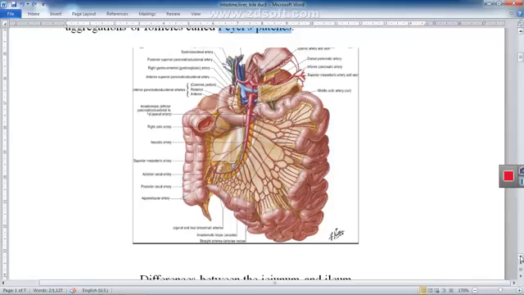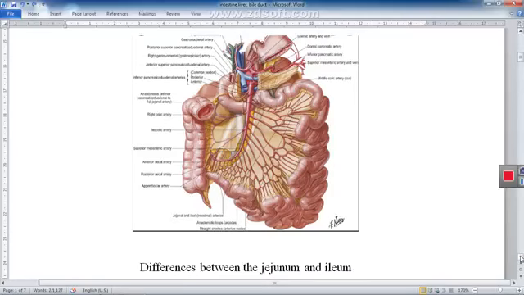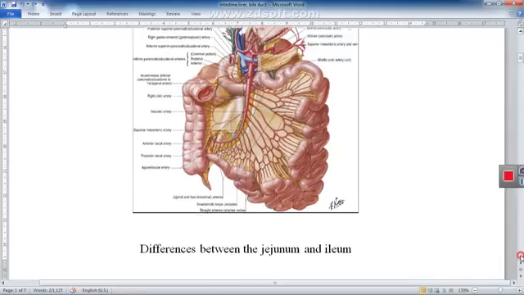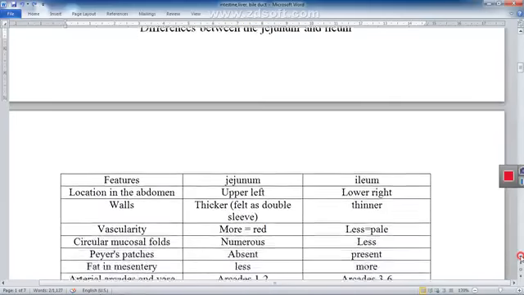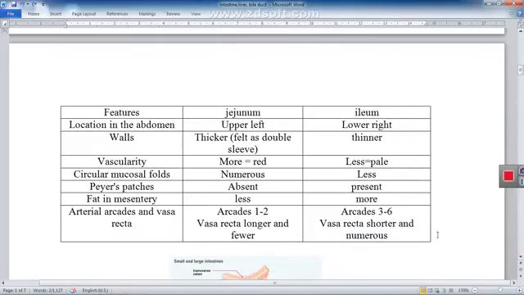If you look at this figure, you can imagine that it is difficult. This is the duodenum, and this is the jejunum and then ileum. It is difficult to differentiate the jejunum from the ileum. But I will show you in a table what is the difference between the jejunum and the ileum. The jejunum is located in the upper left side of the abdominal cavity, while the ileum is in the lower right side of the abdominal cavity.